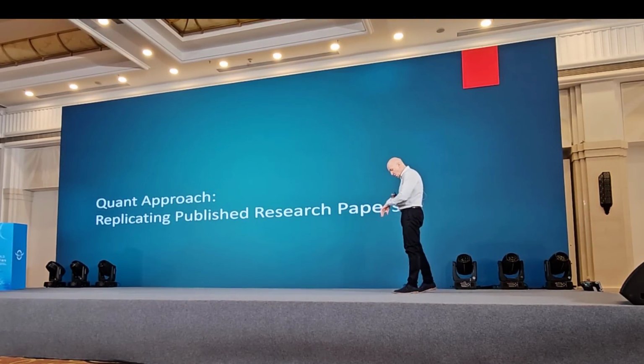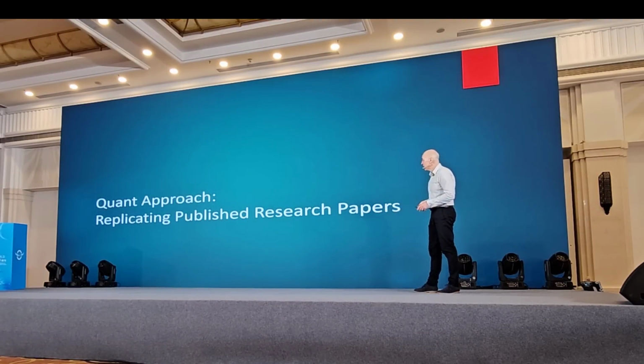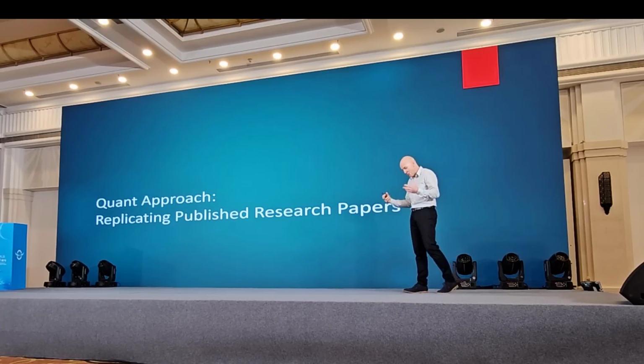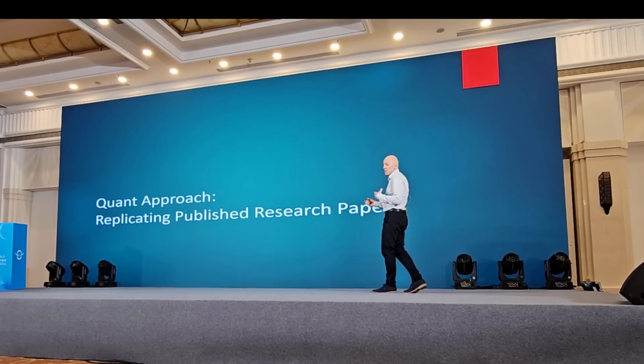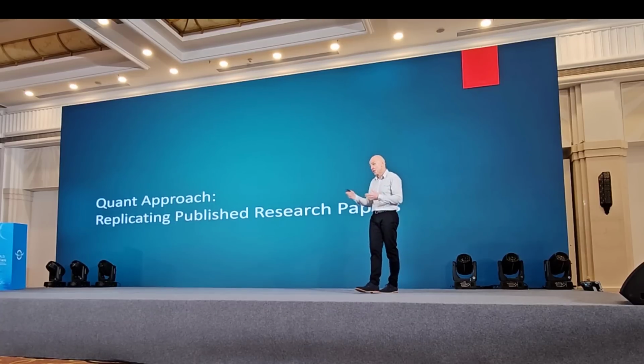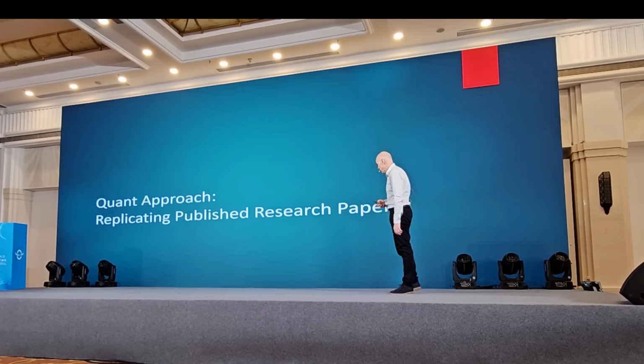Okay, what about being a quant? The one thing that's very popular, or a very robust approach, if you like, in the systematic world, is to look at previous research that's been done and then try to replicate the results of that research on the way to developing it into a strategy.